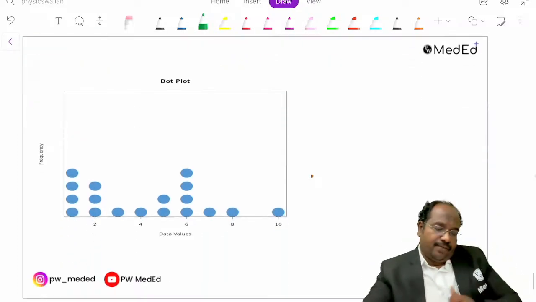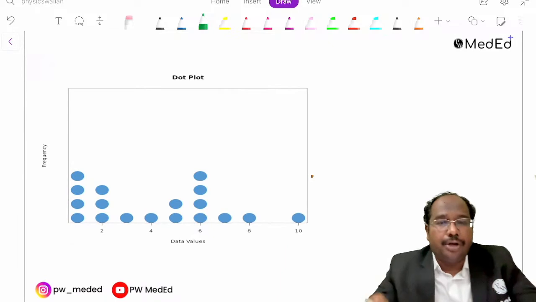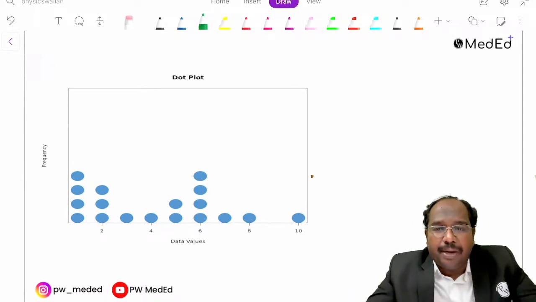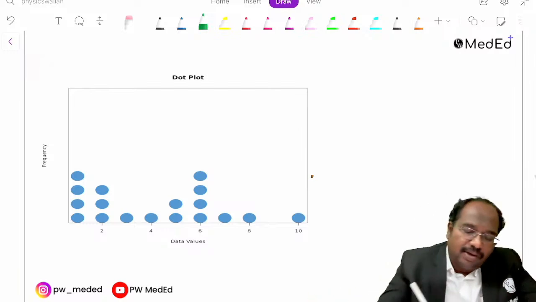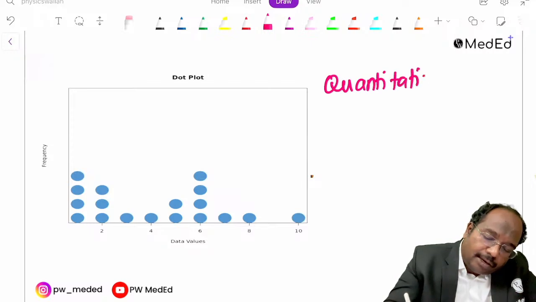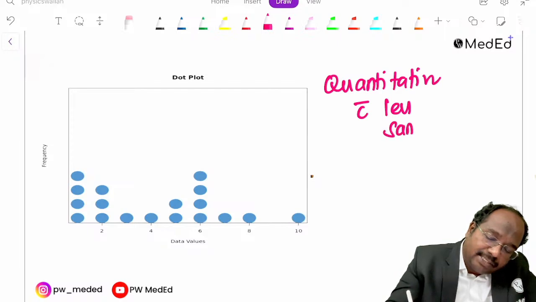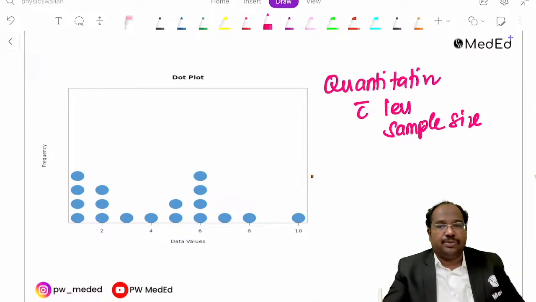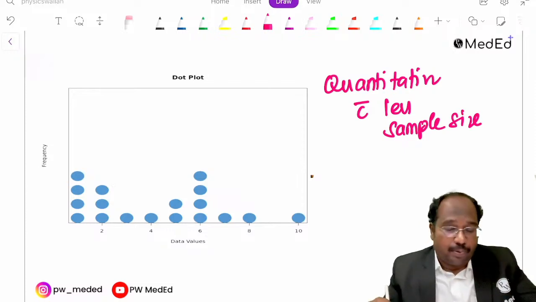So what is this picture? Dot plot. For every value, how many members are there? This is where it is used. This is used for quantitative data with less sample size. Okay, this is a dot plot.